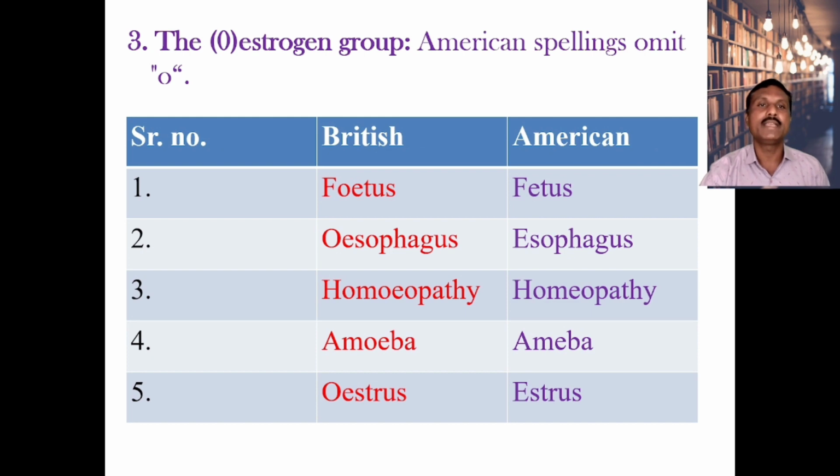The third group is known as the estrogen group, in which Americans tend to delete the O and British tend to use O when the spelling is E. See the example of the word fetus. F-O-E-T-U-S is the British spelling and F-E-T-U-S is the American spelling. Look at other words: esophagus, homeopathy, amoeba, and estrus. You can see the difference on your screen.